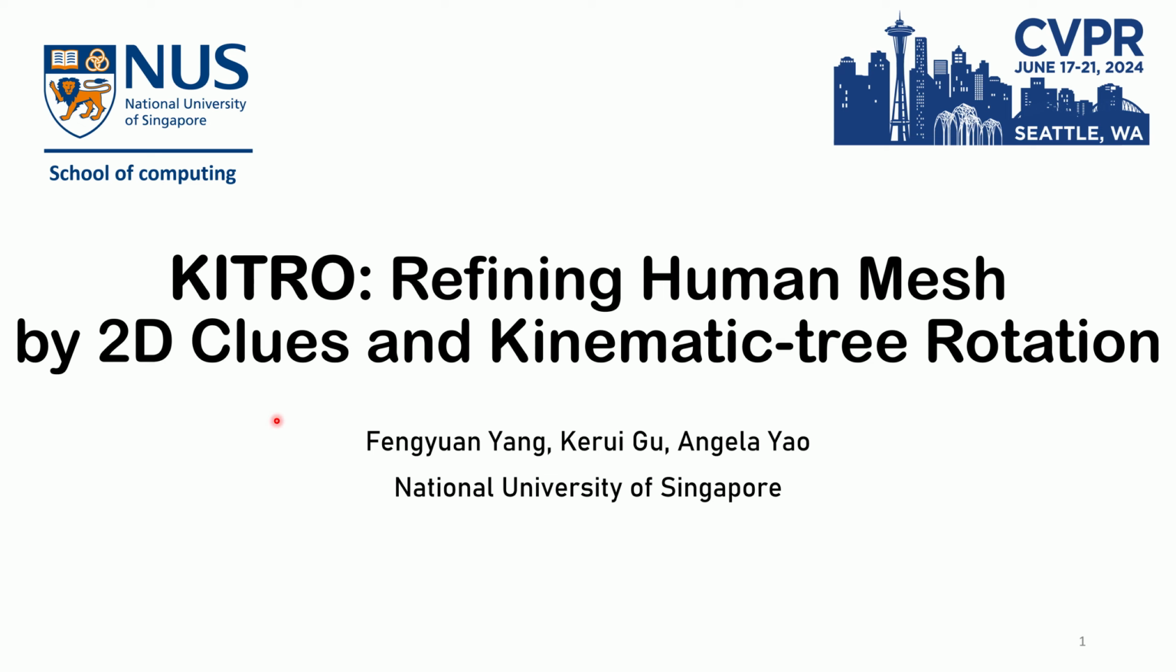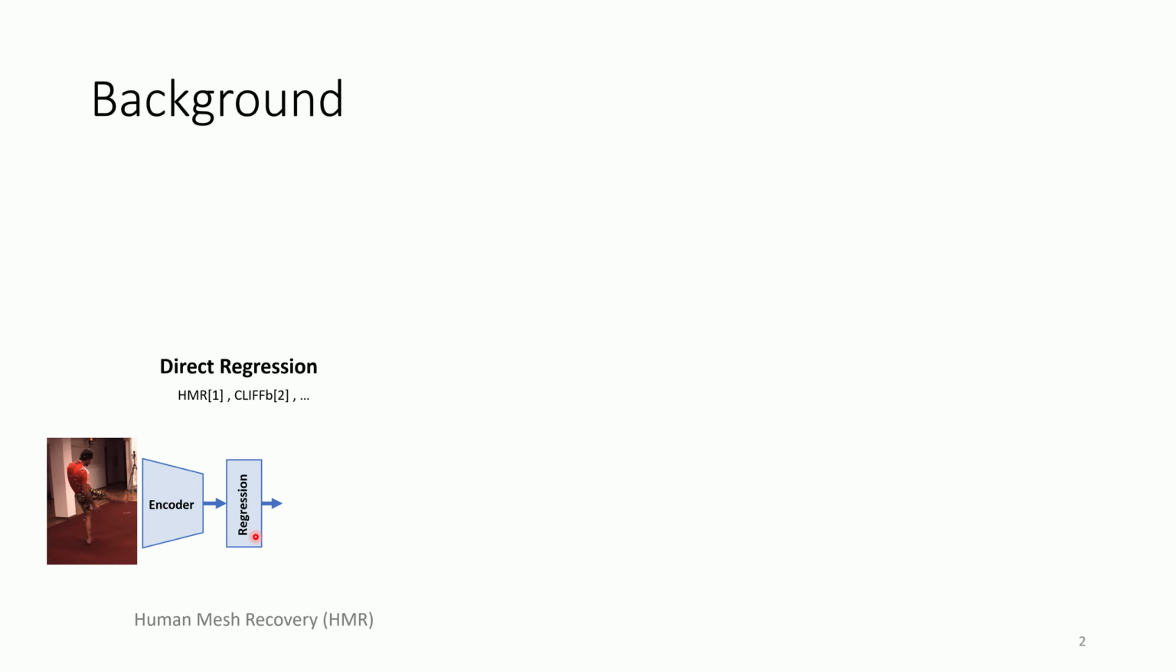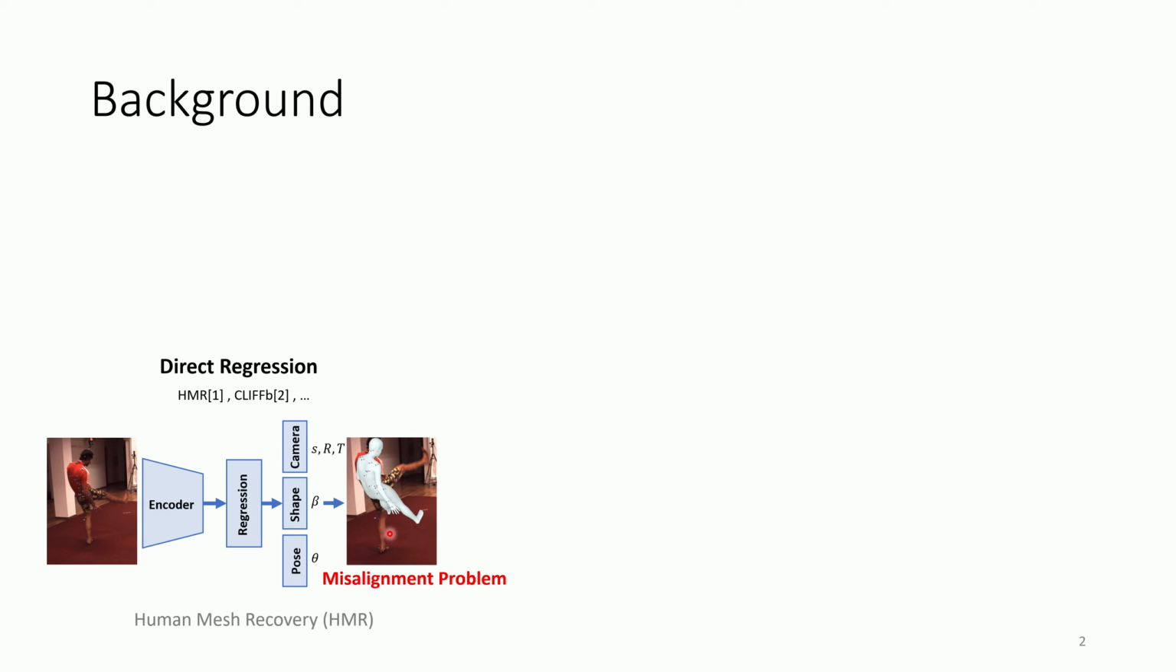Hello there, I'm Phone Yuan, presenting our CVPR work, KITRO, which refines human mesh by leveraging 2D clues and a kinematic-tree rotation approach. SOTA human mesh recovery, HMR, methods regress pose, shape, and camera parameters directly but often misalign reconstructed parts with 2D evidence. Like here, the legs should be one up and one down.